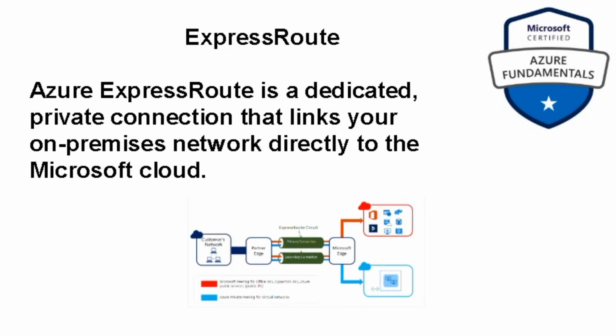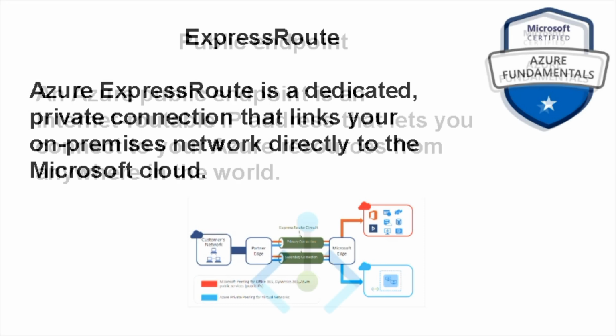This is one of the terms that you have to know for your AZ-900, and this is Azure ExpressRoute. This is a dedicated private connection that links your on-premises network directly to the Microsoft Cloud. Example, I want to connect my on-premises servers to the cloud. I will use ExpressRoute.